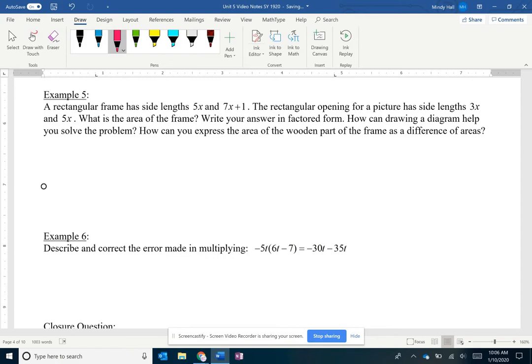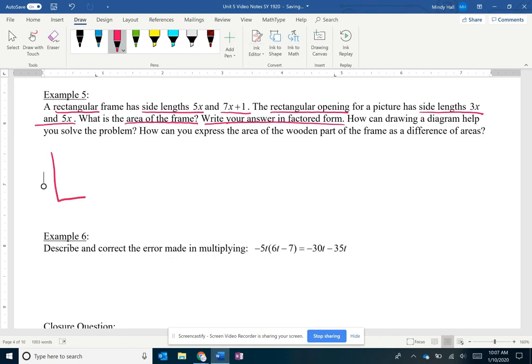So now that we've read it, we're going to read again and underline. So a rectangular frame, that's important that it's rectangular, has side lengths 5x and 7x plus 1. The rectangular opening for the picture has side lengths 3x and 5x. What is the area of the frame? And we're also going to write the answer in factored form, and we're going to draw a picture.